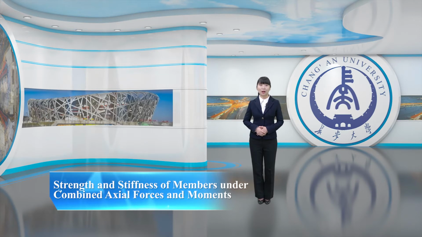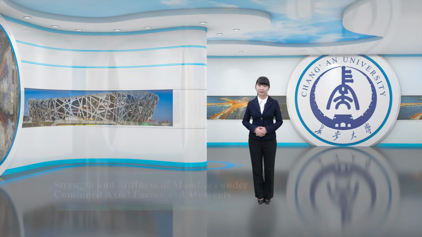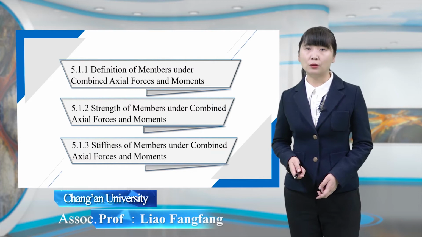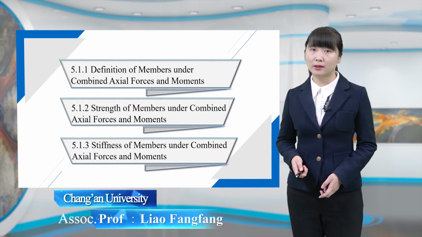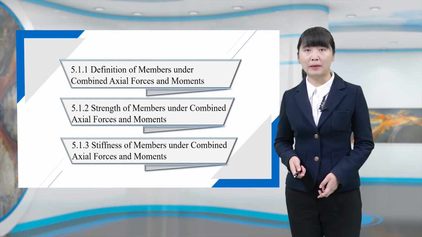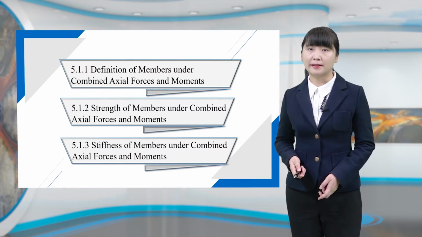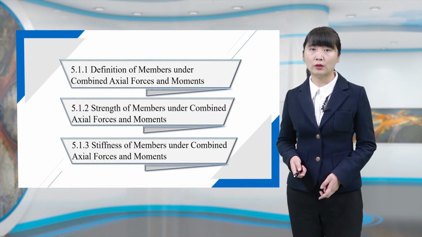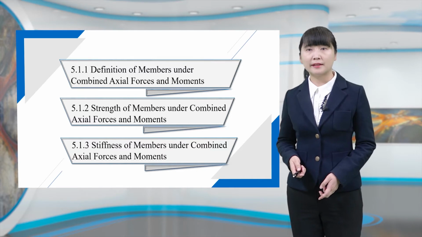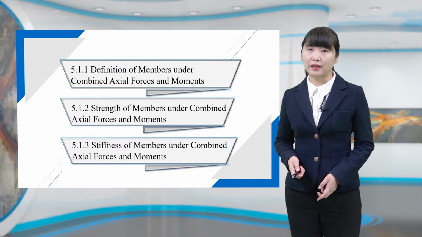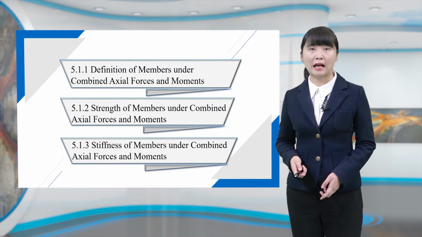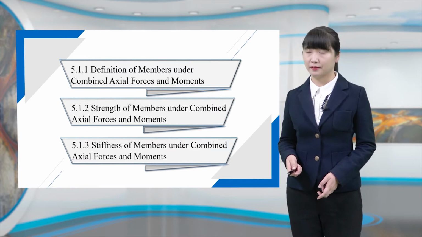In this lesson, we will learn the strength and stiffness of members under combined axial forces and moments. This class includes the following main points. The first one is the definition of members under combined axial forces and moments. The second one is the strength of members under combined axial forces and moments. The third one is the stiffness of members under combined axial forces and moments.